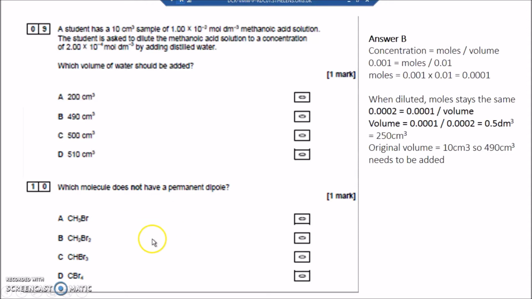That happens if it's perfectly symmetrical. So if in 4 positions, up, down and left and right, you have the same group. So the answer is D, because it's got CBr4. So it's got a polar bond to the top, to the bottom, to the left and the right, and it's perfectly symmetrical. And so all the delta plus and delta minuses all cancel each other out. So you don't have a permanent dipole. It's not got a dipole, a delta plus or a delta minus in one direction.